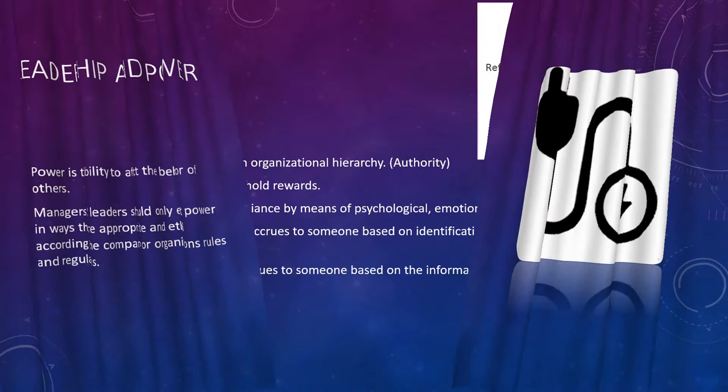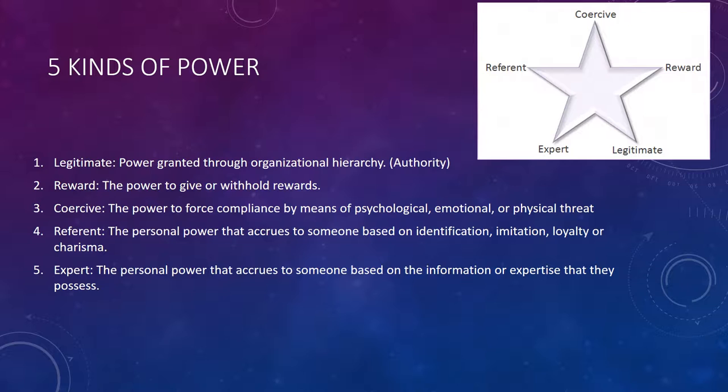Legitimate power is granted through organizational hierarchy and authority, such as managers or supervisors. Reward is the power to give or withhold rewards. Rewards can include bonuses or promotions. Coercive is the power to force compliance by means of psychological, emotional, or physical threat. This could be withholding something or written reprimands or anything in that nature.